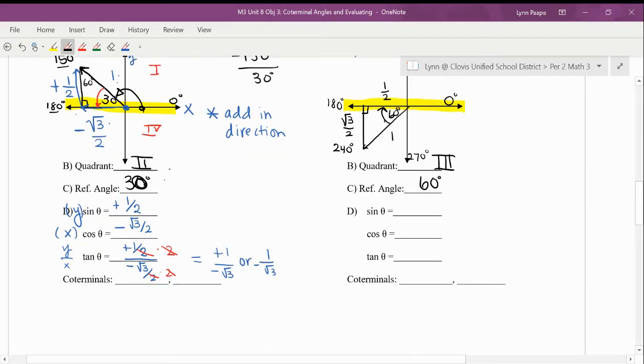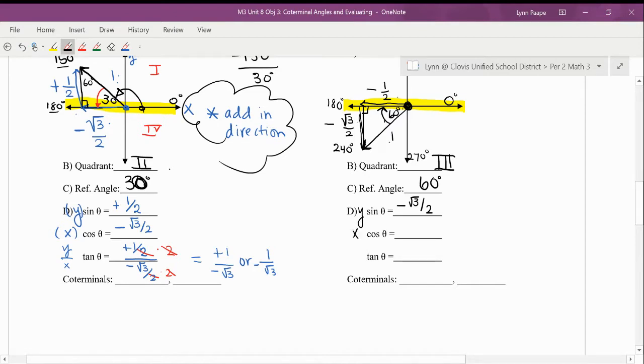And then always add in direction. That's really important. So from the origin, pay attention to the direction you have to travel to get to the tip of the arrow. So first I have to head left on the x-axis, so the x value is going to be negative 1/2. And then I have to head downwards on the y, so that would be negative. So the sine, remember, is the y value. Sine is opposite over hypotenuse, or the y value, so that would be negative root 3 over 2.